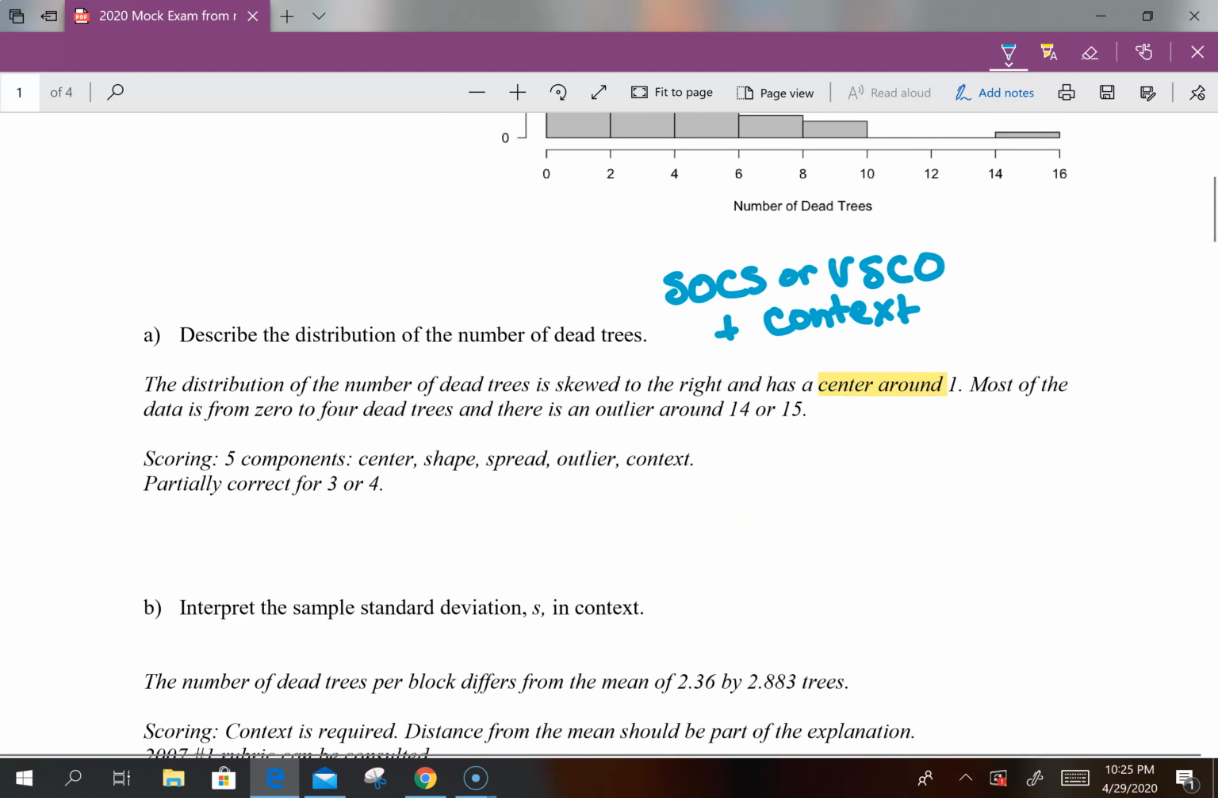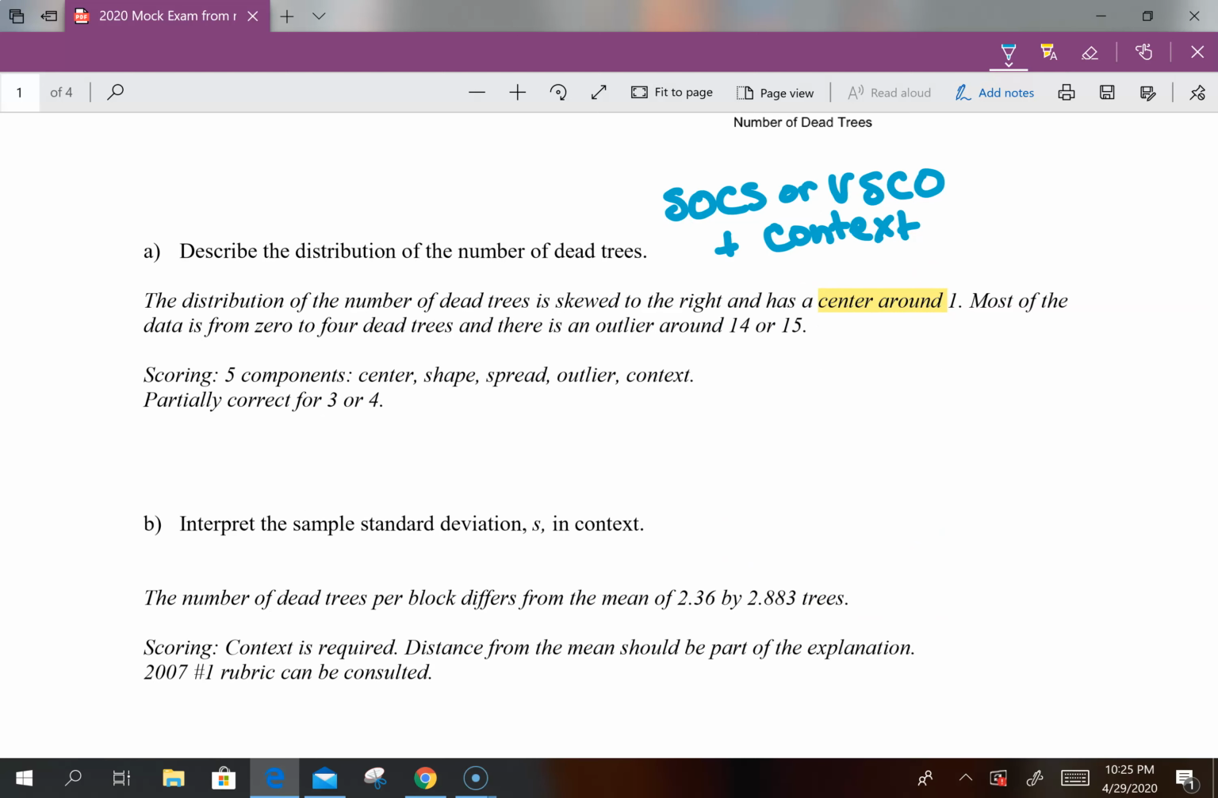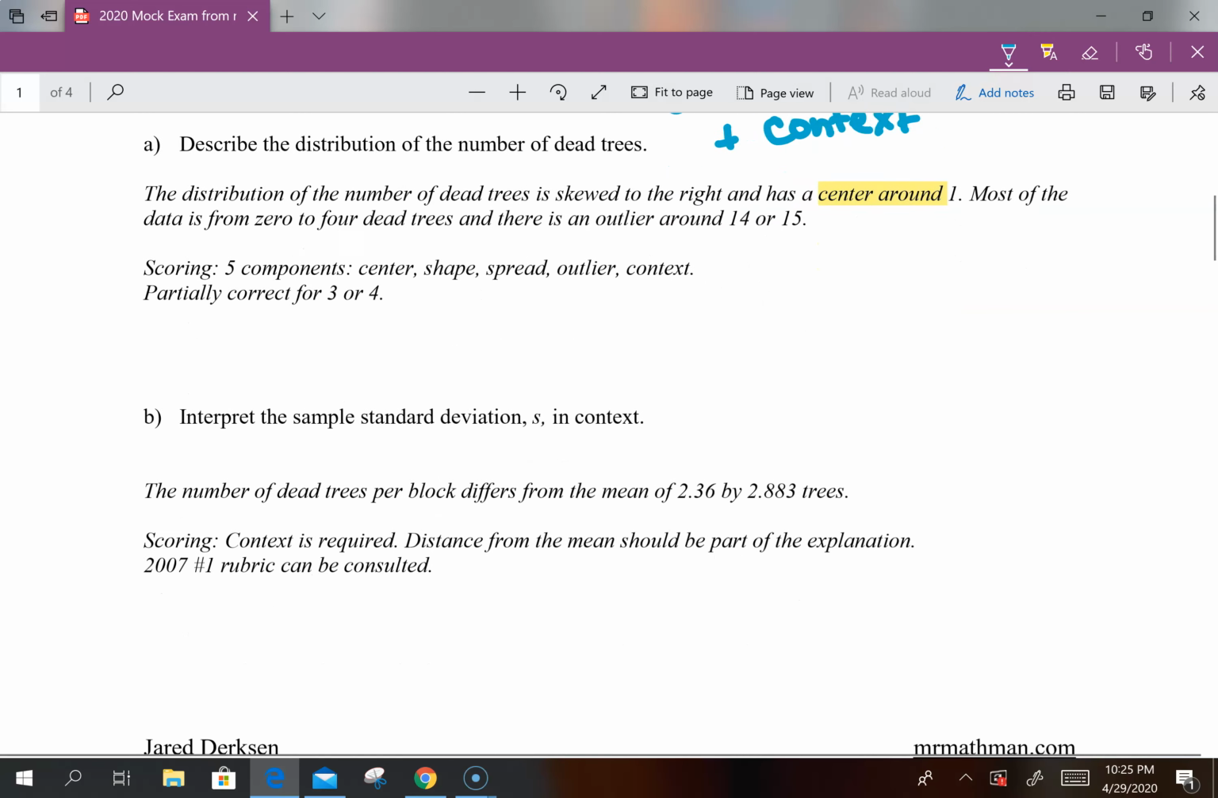In this situation, we've got the number of dead trees per block differs from the mean of 2.36 by 2.88 trees. So we want to say what it's differing by and what it's differing from. So I've got context in there because I'm talking about number of dead trees per block. I'm showing the distance from the mean. And yeah, that's it. Pretty quick, pretty easy, simple sentence.